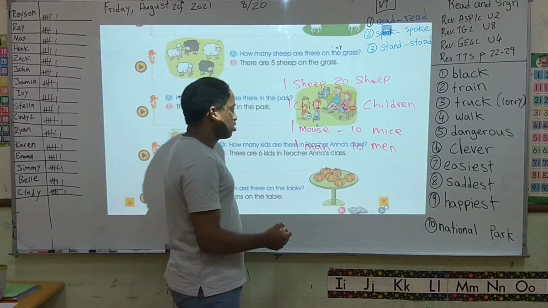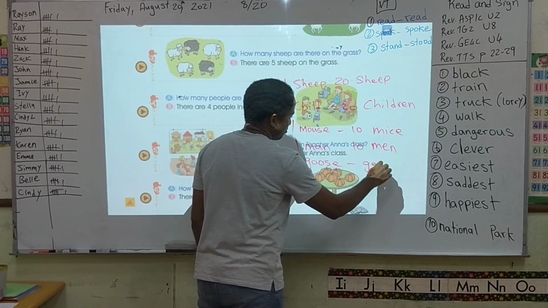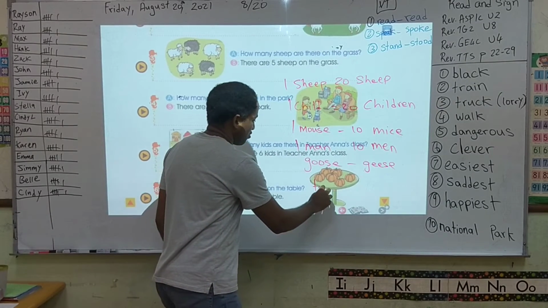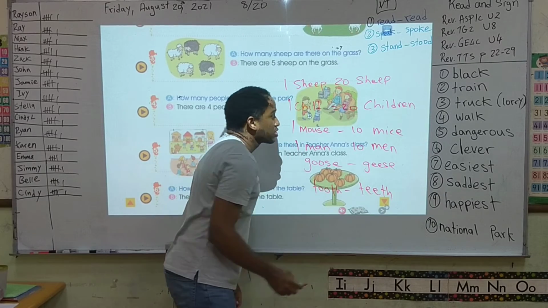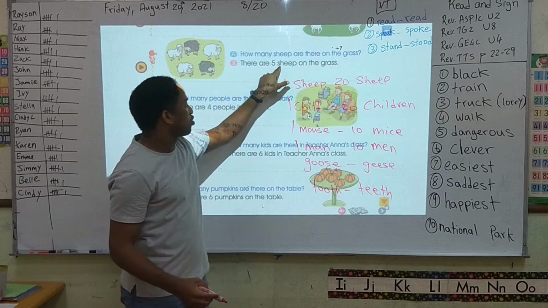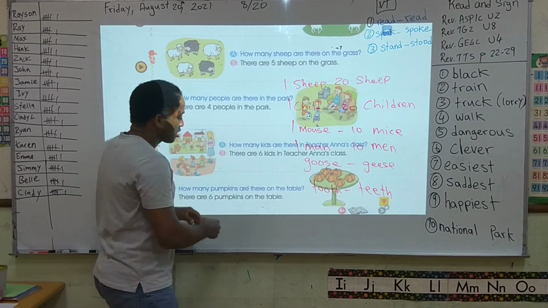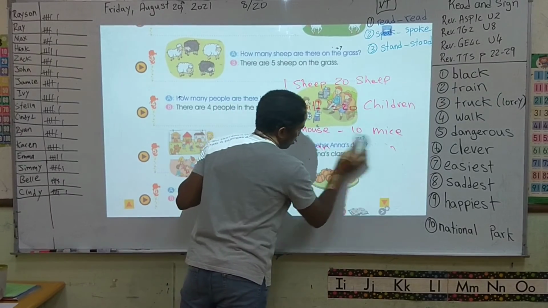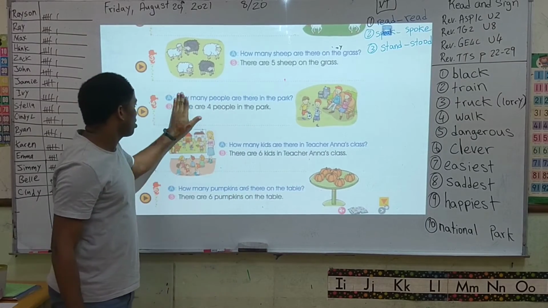Also, we have words like goose, geese, tooth, teeth. So for the plural nouns, you see sheep, children. So we have to use the plural. Okay, good. So how many? Let's go to number 3.